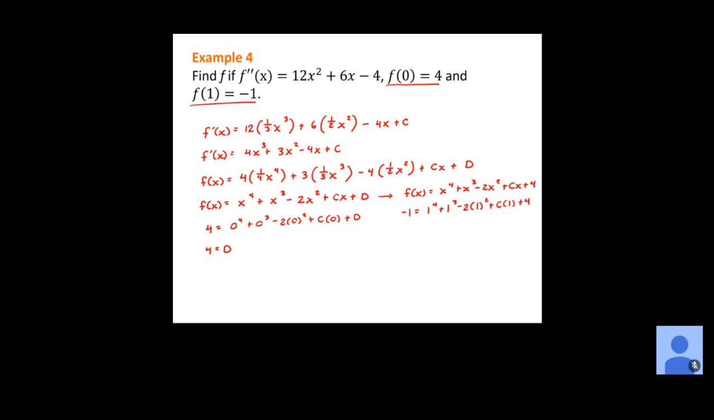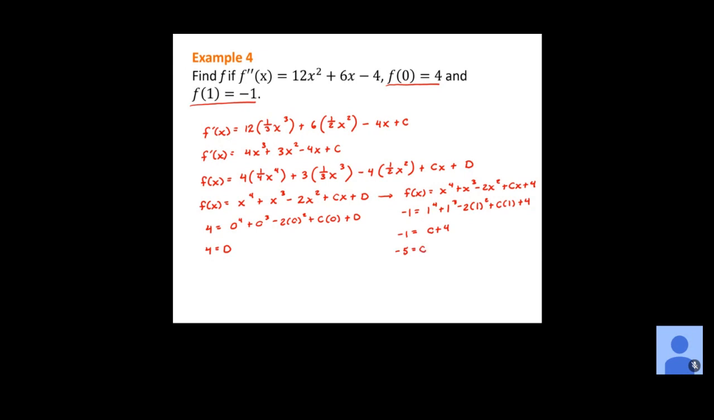So c times 1 is just c. So now if we combine everything else that we've got over here, we've got 1 to the fourth is 1, 1 cubed is 1, minus 2 times 1 squared is minus 2, and then we have our plus 4. So what are we going to get on that side? Just 4, right? Because 1 plus 1 minus 2, that all cancels. And so we're left with c plus 4. And so what's our c value going to be this time? -5. Good.